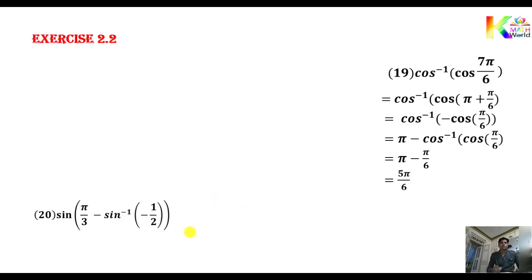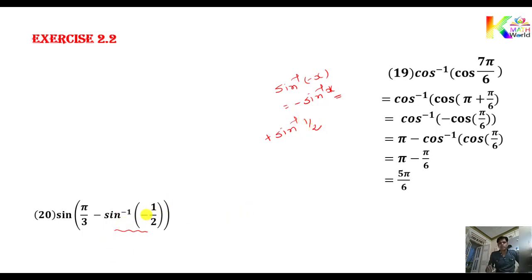Next question. Question number 20. Sine of pi by 3 minus sine inverse of minus 1 by 2. So this is a known value if you see it properly. First group function, negative value. Or you can use this formula, sine inverse of minus x. What is the formula? Only directly minus sign outside. So you get minus sine inverse of x. What is your x? X is 1 by 2. So here you get minus minus plus. So you get plus sine inverse of 1 by 2.